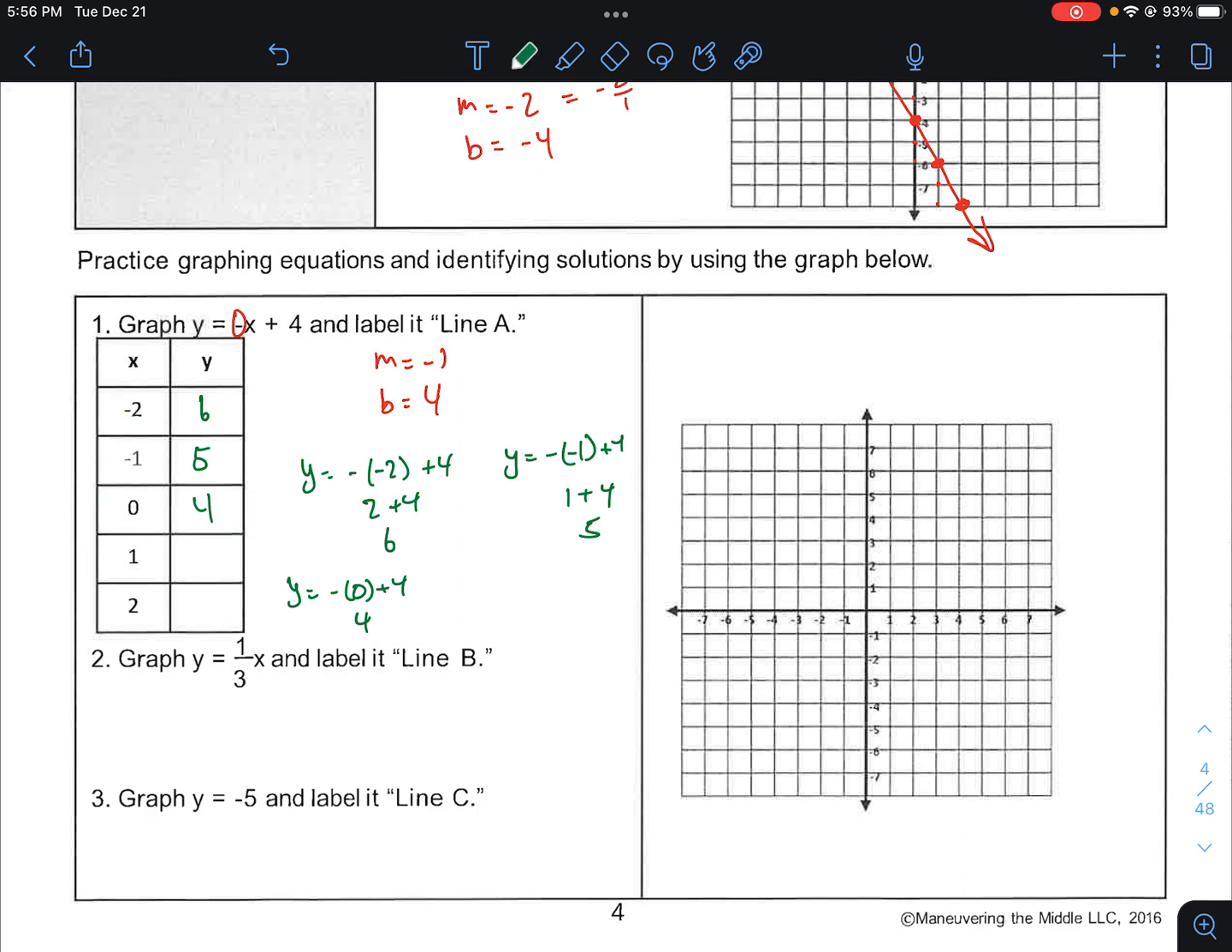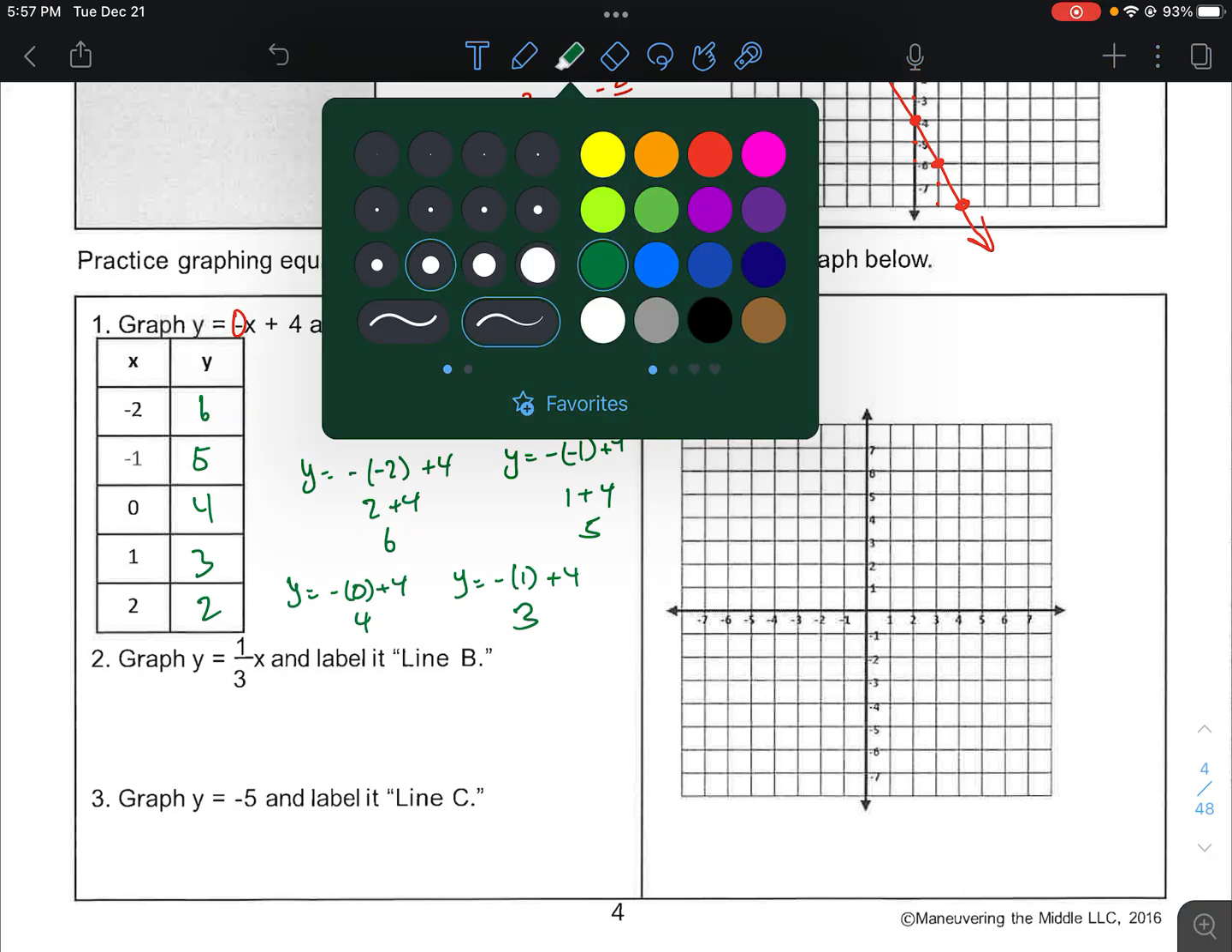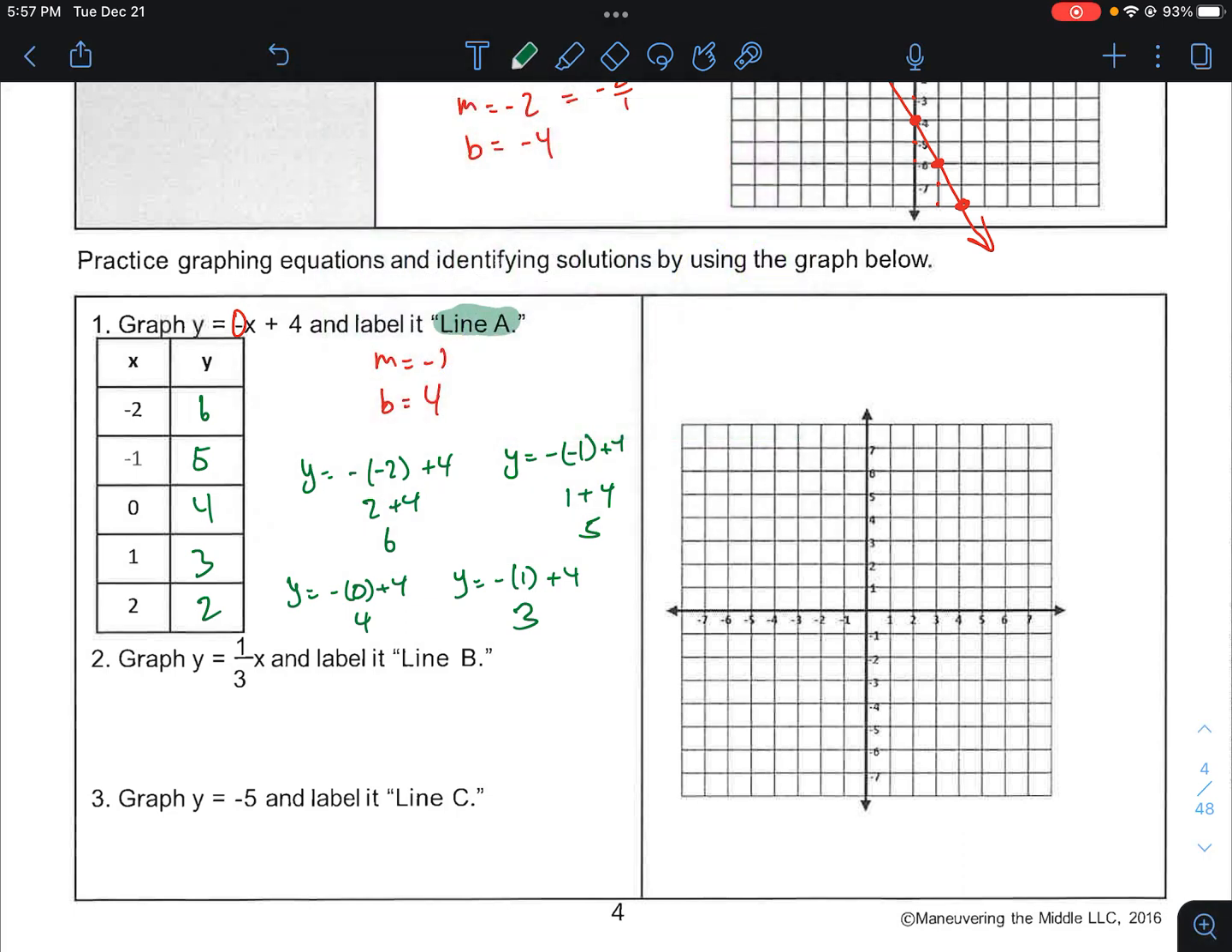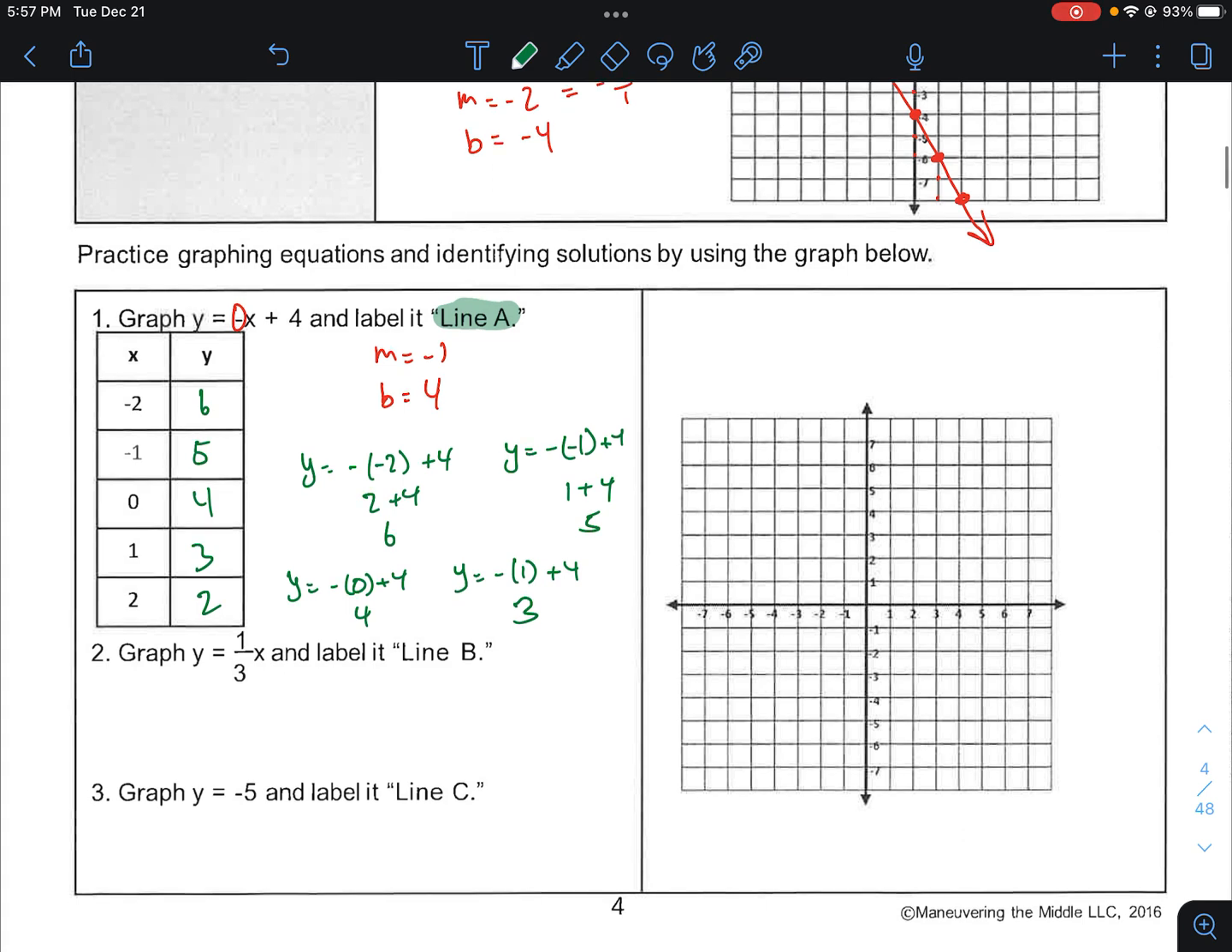But let's go ahead and extend it. When x is positive 1, negative 1 plus 4, that's 4 minus 1, that's 3. And so forth. You know this is going to be 2. So I can just plot those points. Let me actually highlight this green to indicate that line A is going to be green. Negative 2 and 6, it's up here. We have negative 1 and 5. 0 and 4. 1 and 3. 2 and 2.